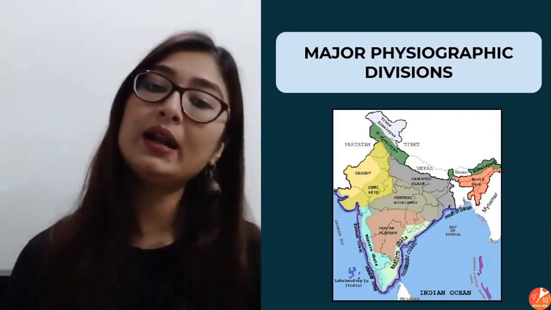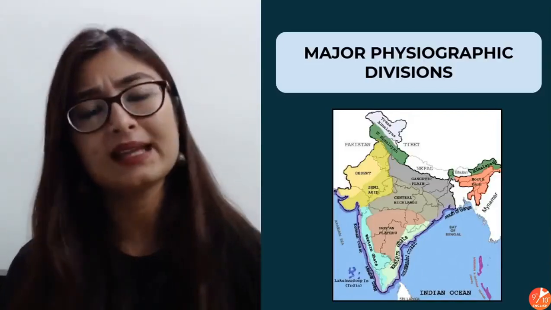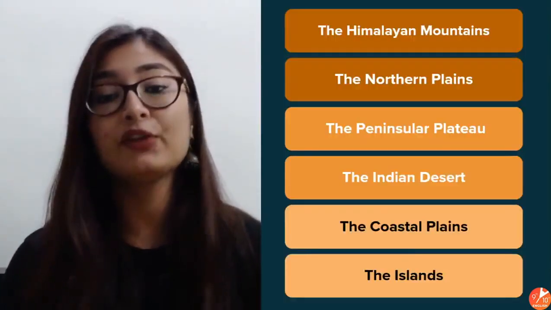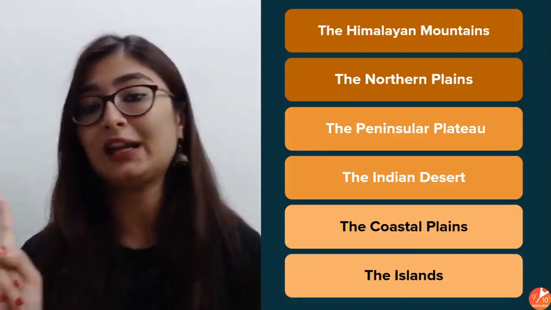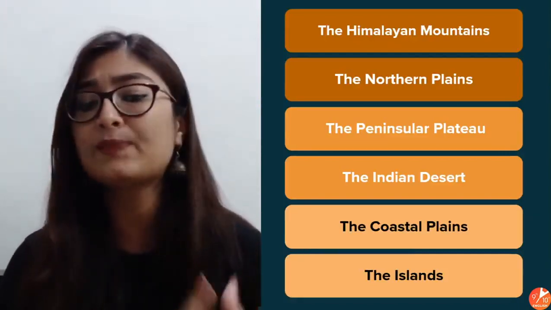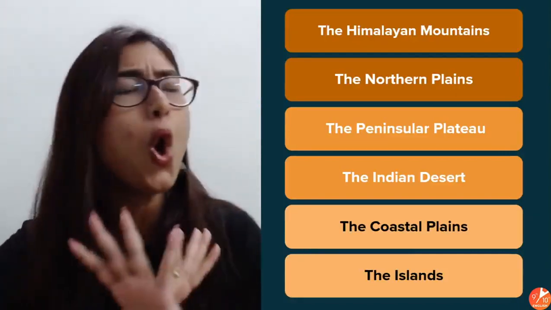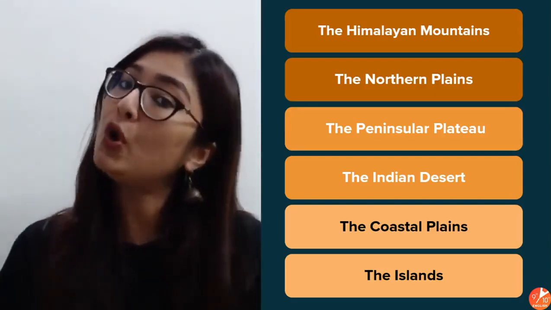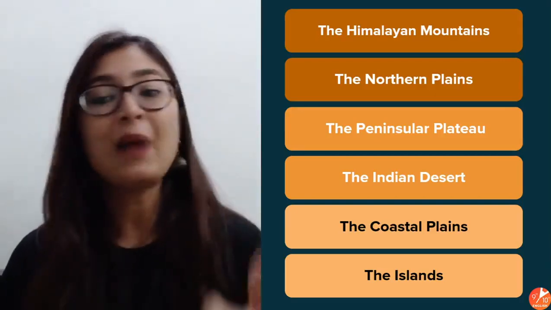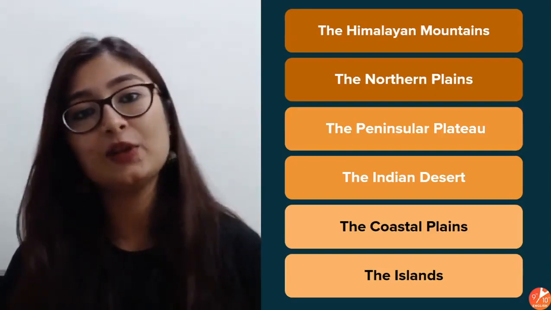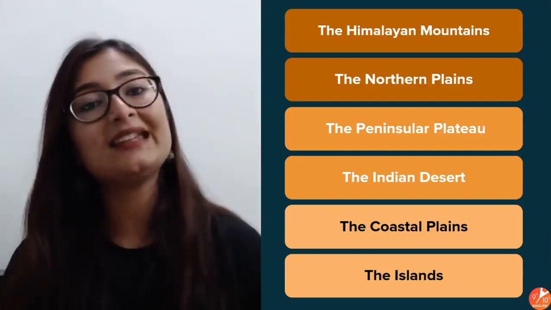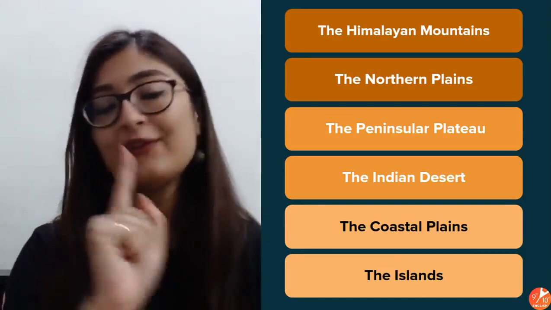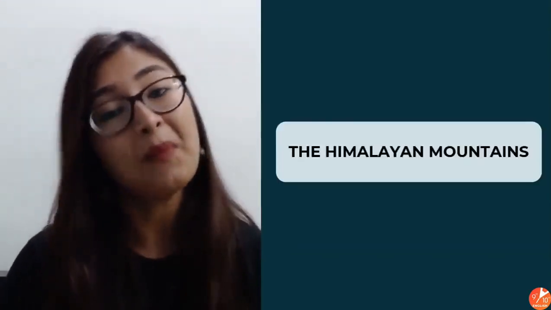Guys, as I told you, the Indian subcontinent is very diverse. It constitutes every physical feature possible. If you see, it contains mountains, plains, plateaus, deserts, coastal plains and islands. All of it is right over here in our country. So you know what these are named as: Himalayan Mountains, Northern Plains, Peninsular Plateau, Coastal Plains, Indian Desert, and of course the islands. Today we are going to talk about the very first physical feature, the Himalayan Mountains.